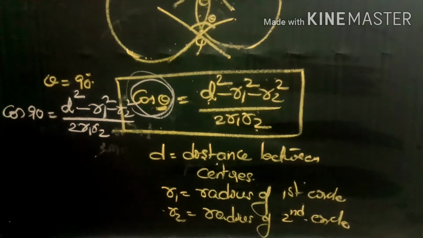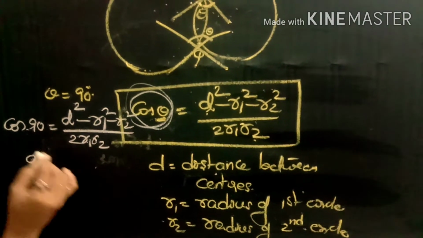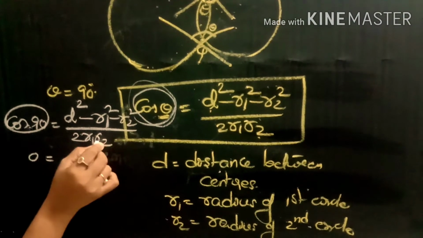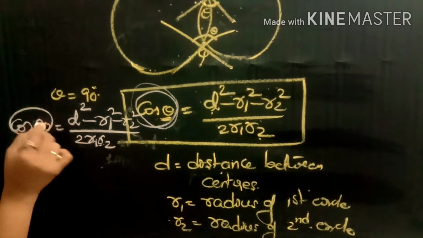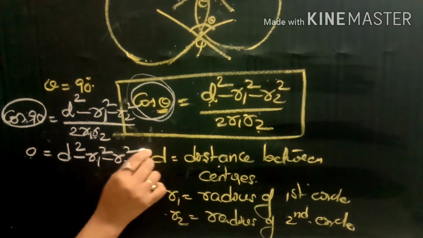But what is cos 90? Cos 90 is equal to 0. Taking the cross product, 0 into 2r1 r2 becomes 0. So 0 equals d square minus r1 square minus r2 square.